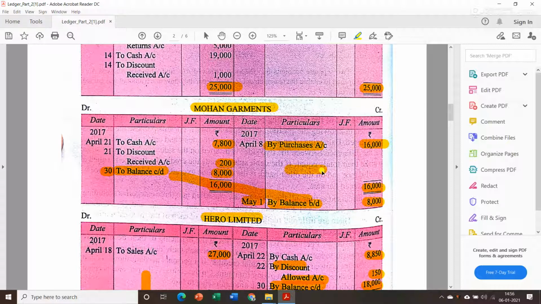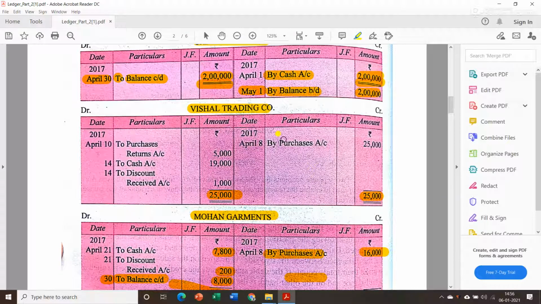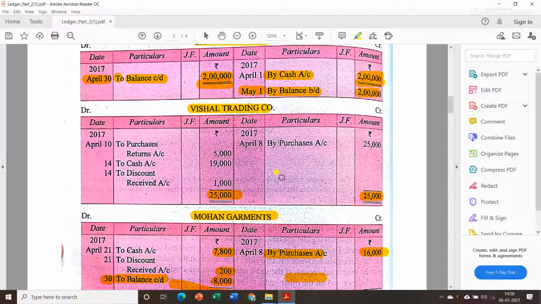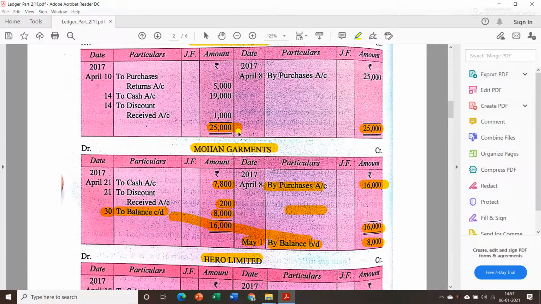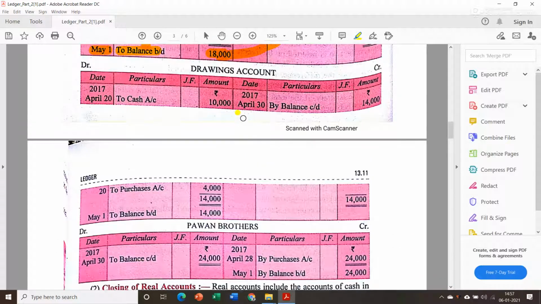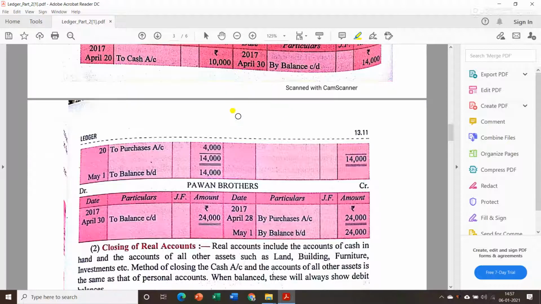Wherever you have balance brought down, we will assume that side to be the balance. In this case Mohan Garments, we have balance brought down on the credit side, so that means Mohan Garments has a credit balance. And since for Vishal Trading Company both sides are the same after entering all the transactions, we don't have any balance brought down. That means it is showing no balance at all. We don't have any debit balance, neither do we have a credit balance. Now like this we have to balance all the personal accounts like drawings account.